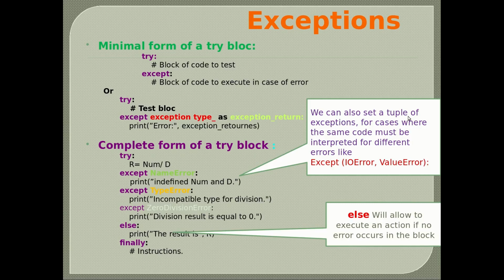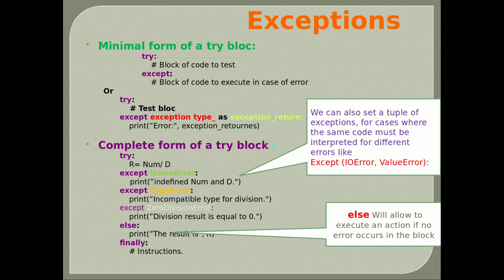The minimal form of a try block: try, block of code to test; except, block of code to execute in case of error or with an exception that can be caught, and a message gets printed on the screen. We can also set a tuple of expressions, for cases where the same code must be executed for different errors, like except IOError, ValueError.